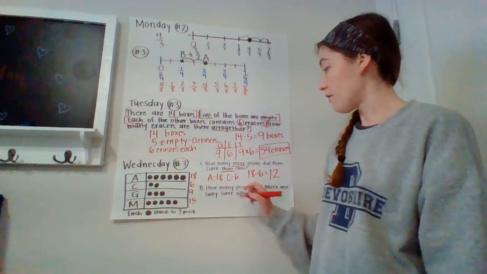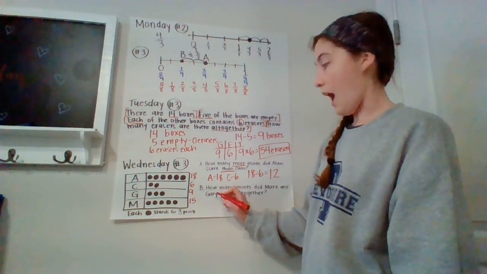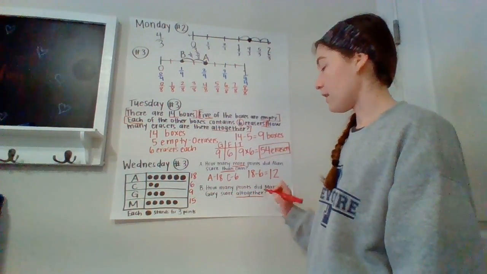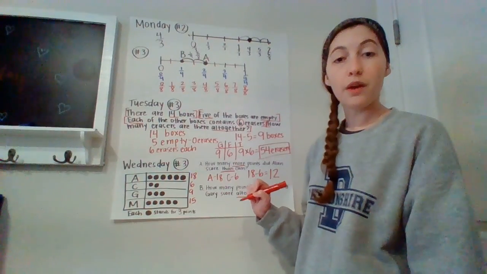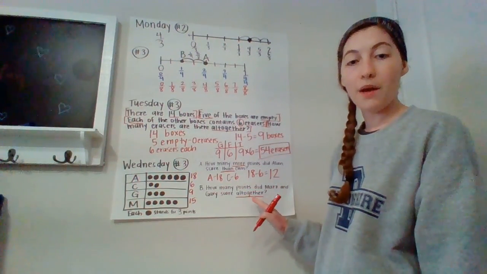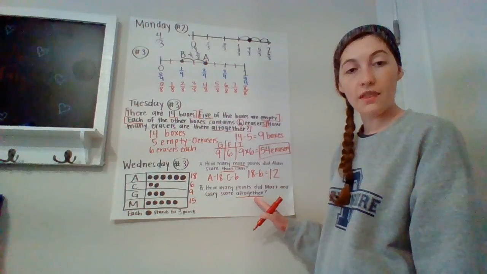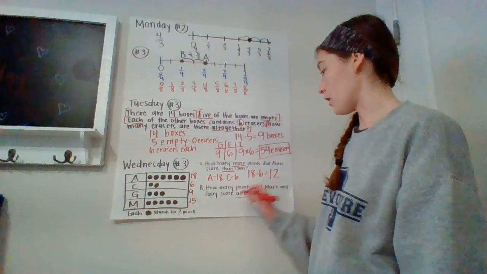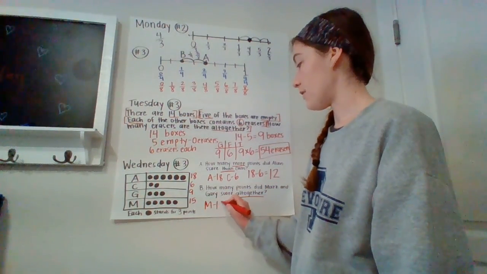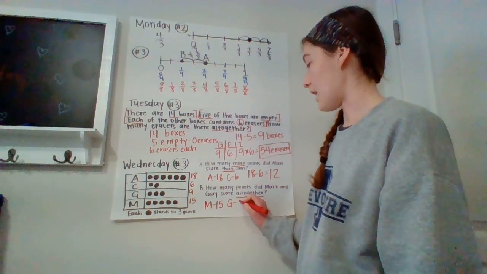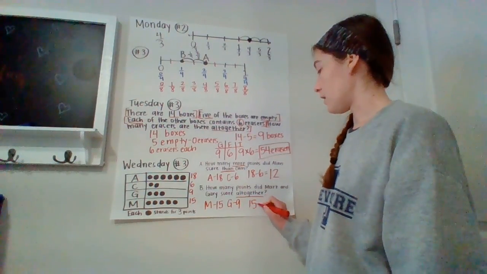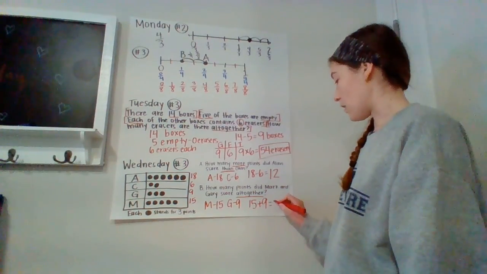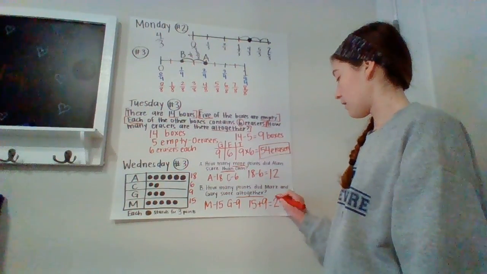For the next one, part B, it says, how many points did Mark and Gary score all together? When I see this word all together, now instead of comparing and subtracting, this time I'm seeing how many there are all together, so I need to add the two people's points. So I need to add Mark's points. So Mark had 15 and Gary had 9. So I need to add 15 plus 9, and that will give me my answer of 24 points.